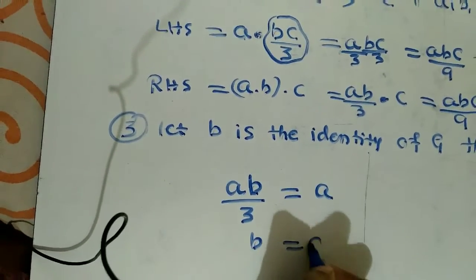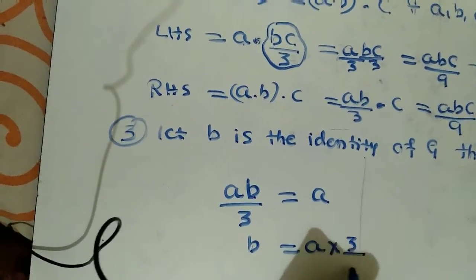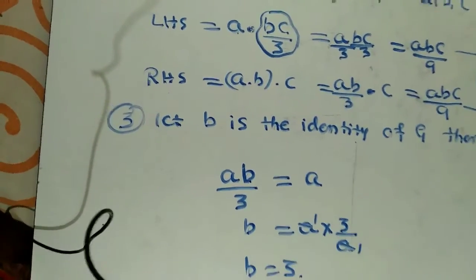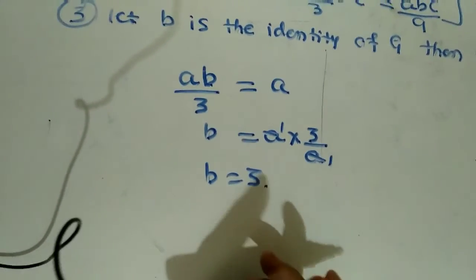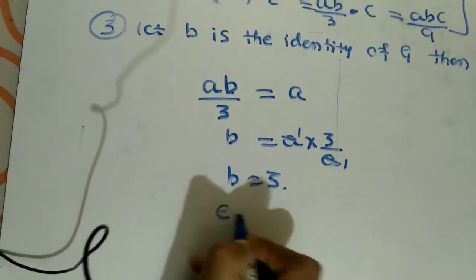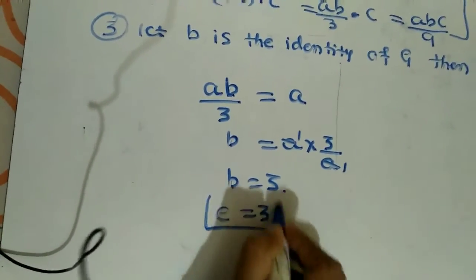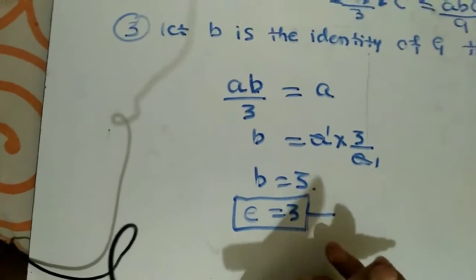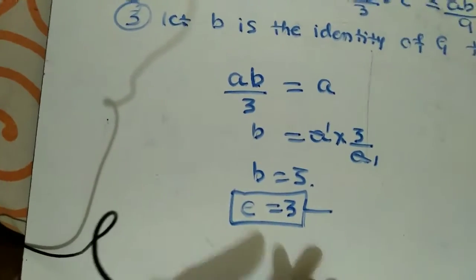It means A into 3 by A, and A will get cancelled, and B is 3. B is equal to 3. It means here my identity element in this condition is 3. So 3 is my identity element. Now what is the last law, which is the fourth one, the inverse law.